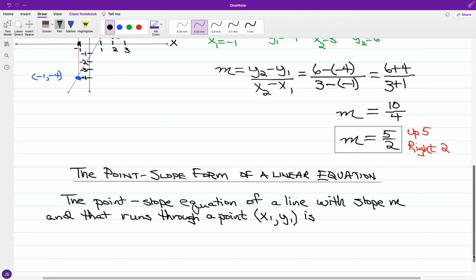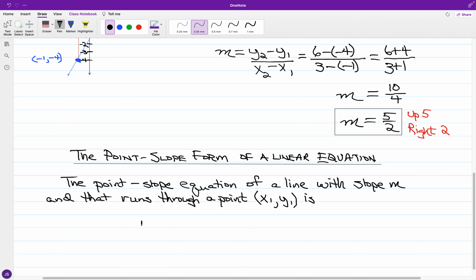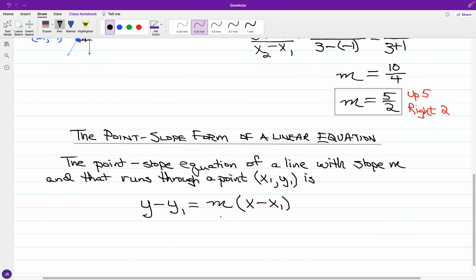In this particular case, the point slope equation is going to be in the form where we have y minus y1 is equal to the slope m times the quantity of x minus x1. So this layout is going to be the point slope form of a linear equation. Now, if you notice, in ordered pairs we say x before y, but in this arrangement for the point slope equation, you have your y out at the front.